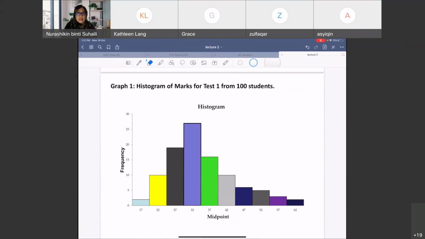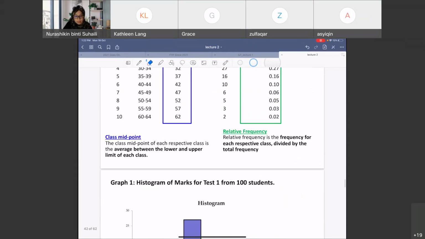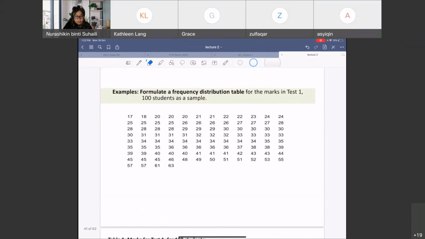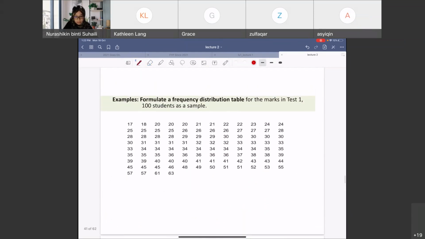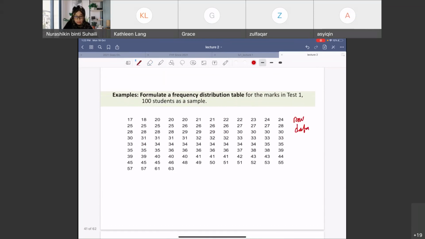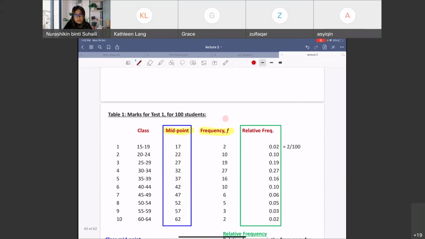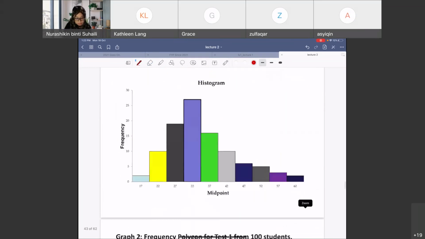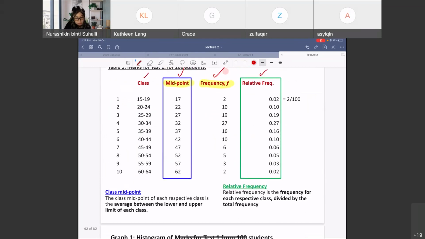Okay, so this is the histogram. A histogram is a bar chart where you plot frequency versus midpoint. Let's say you have this data just now, the raw data. We have talked about organization of the raw data, right? When you transform it into a table, you have the class and the frequency. And if you want to construct a histogram, you have to find the midpoint and the relative frequency, because for the histogram you plot midpoint and frequency, and relative frequency is for the OGIF.